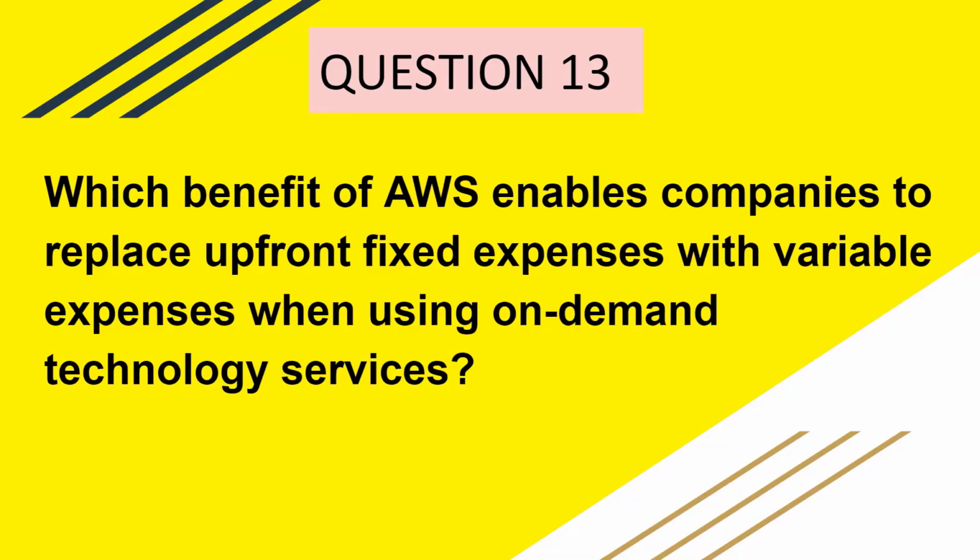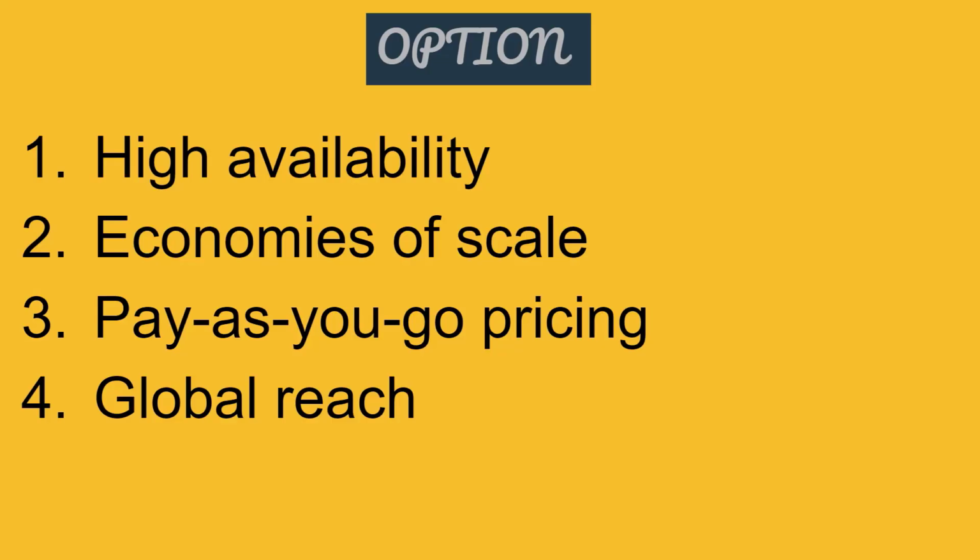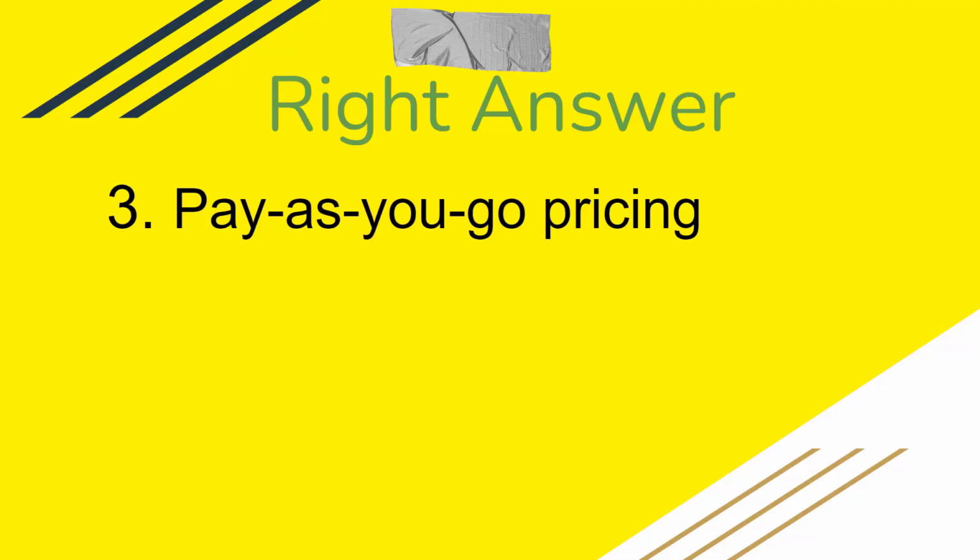Question 13. Which benefit of AWS enables companies to replace upfront fixed expenses with variable expenses when using on-demand technology services? Option 1. High availability. 2. Economies of scale. 3. Pay-as-you-go pricing. 4. Global reach. Right answer is 3. Pay-as-you-go pricing.